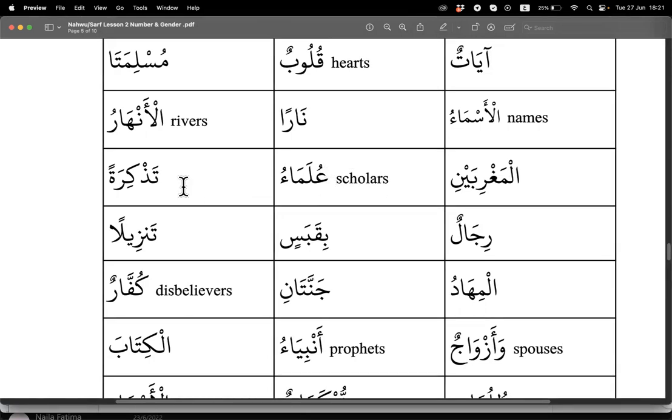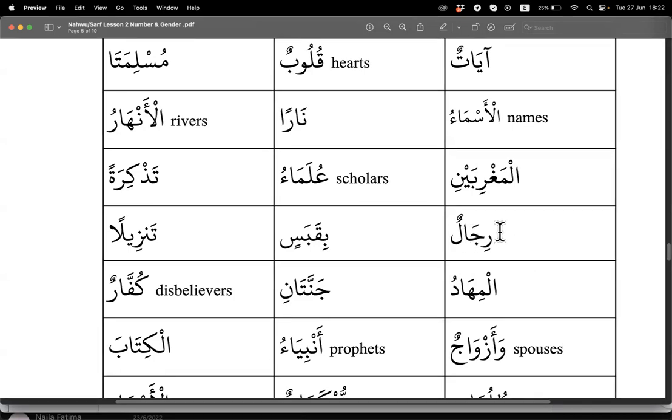Next one, tazkiratan. Tazkiratan is status nasab, singular, and feminine. Very good, because of the ta marbuta. Exactly. Next one, rijalun. Rijalun is rafa, and like ulama as well, singular and feminine. Yes.